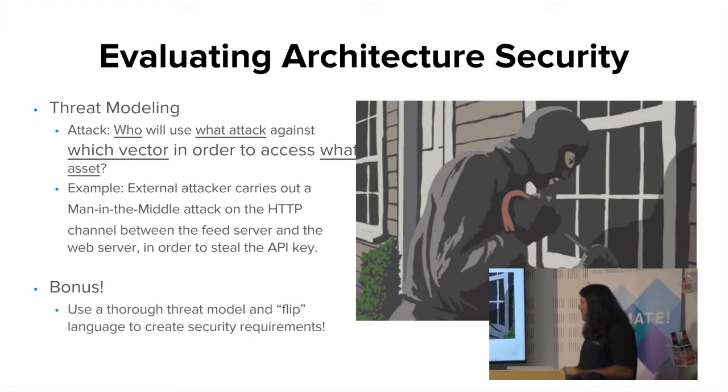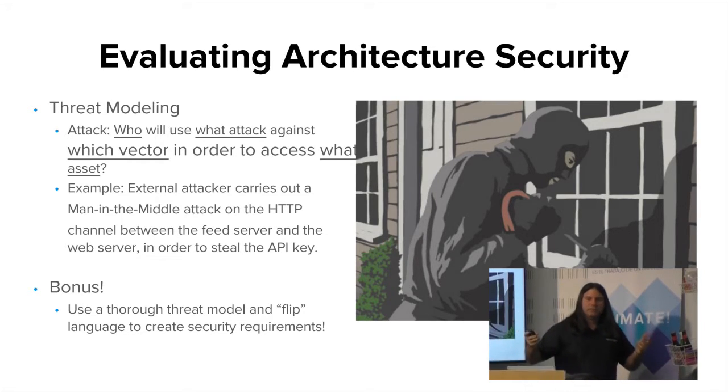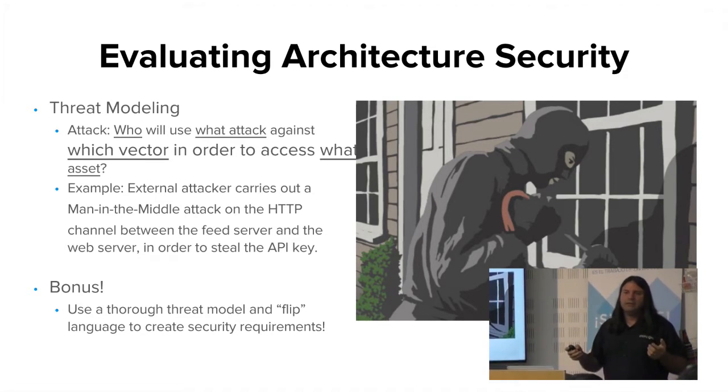As a bonus, if you create a thorough threat model, so in this case, we talked about, imagine we're using HTTPS on that channel. We probably don't have a problem in that case. Do we need to write that down as a threat? Do we need to put that in our threat model? Any opinions? Raise your hand if you think yes. Raise your hand if you think no.